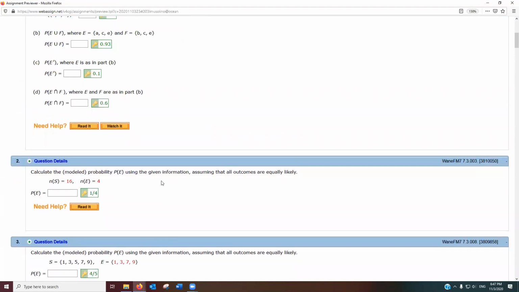Let's go to number 2. Number 2 says calculate P of E using the given information. Well, if you remember, the formula to find the probability of E is put the number of outcomes for E divided by the total number of outcomes. Well, they're really giving me the 2 numbers here to plug in. The number of outcomes for E is this number 4, and the total number of outcomes is this S.